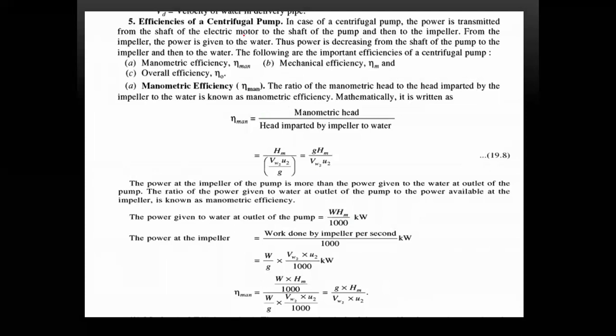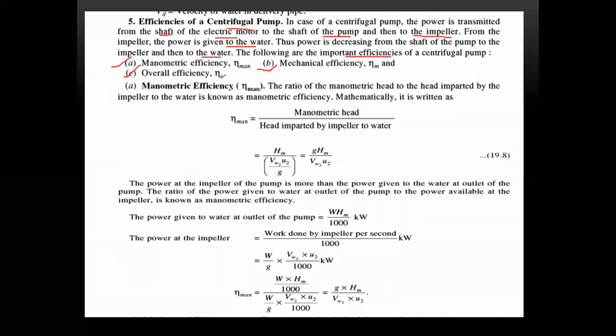Next is the efficiencies of the centrifugal pump. You have three types of efficiencies. In the centrifugal pump, the power is transmitted from the electric motor to the shaft of the pump and then to the impeller. From the impeller, the power is given to the water. Thus, the power decreases from the shaft to the pump and impeller, then to the water. Thereby, the important efficiencies of the centrifugal pump are: first manometric efficiency, second mechanical efficiency, third overall efficiency.